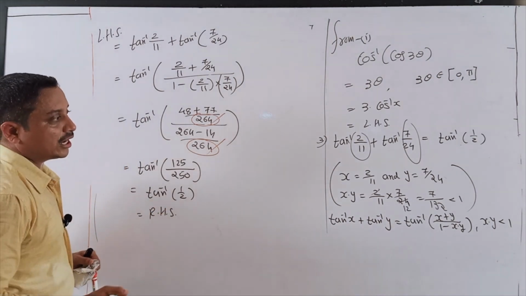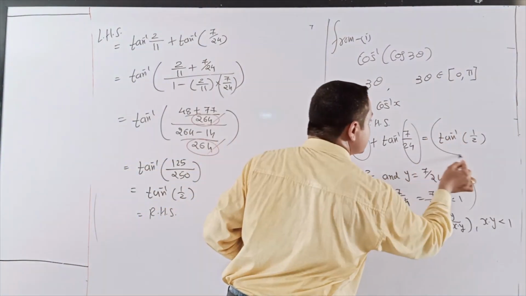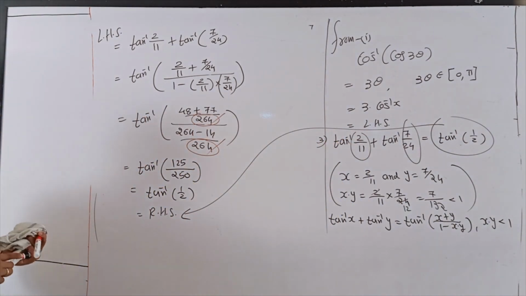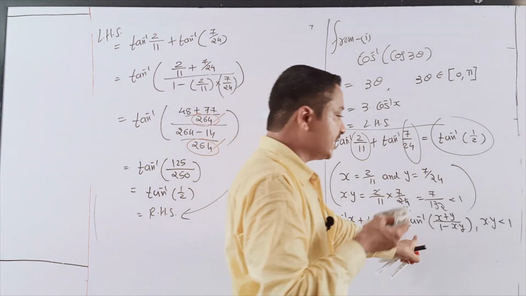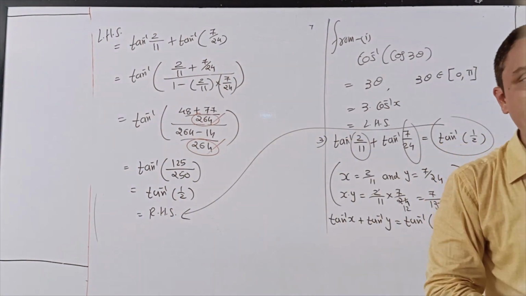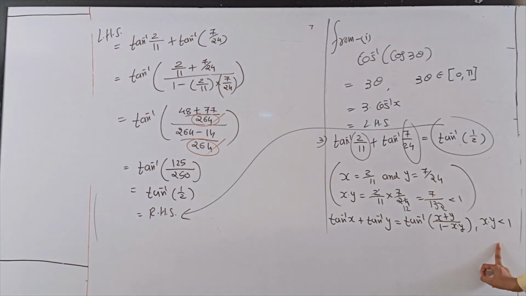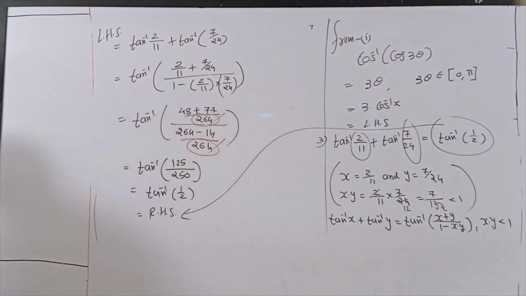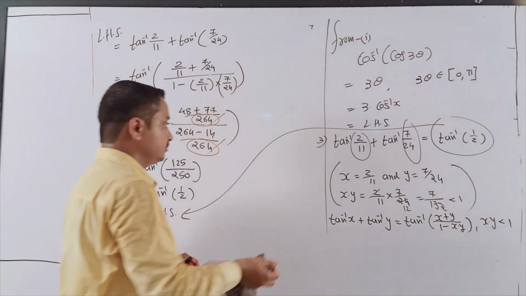Check out, your RHS is done here. Tan inverse half. Yes, it's done and happily finished. But this necessary condition, students, apply: xy less than 1. Then the application is done. Now continue question number 4.